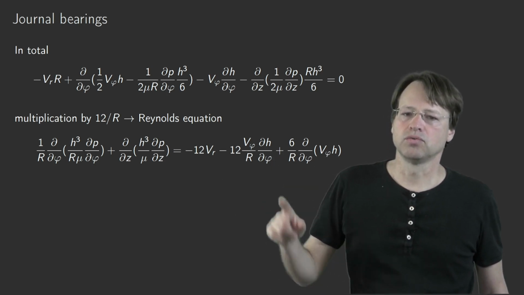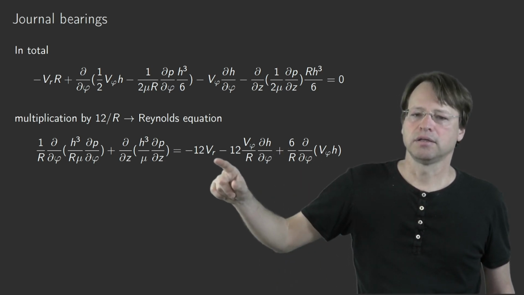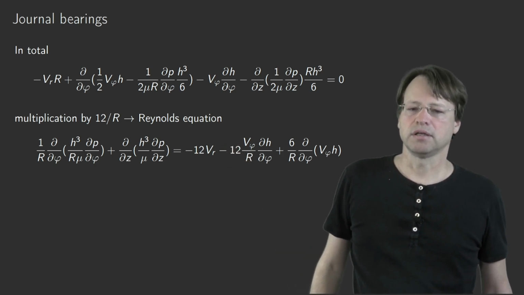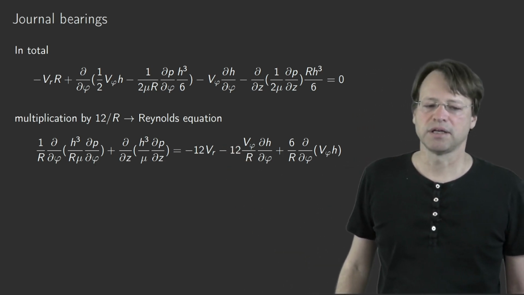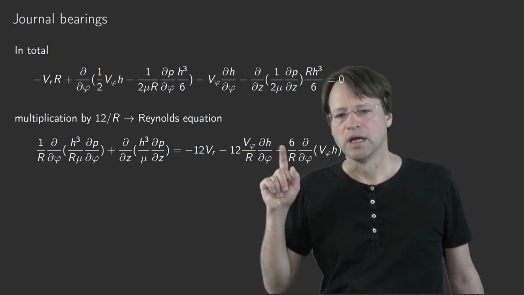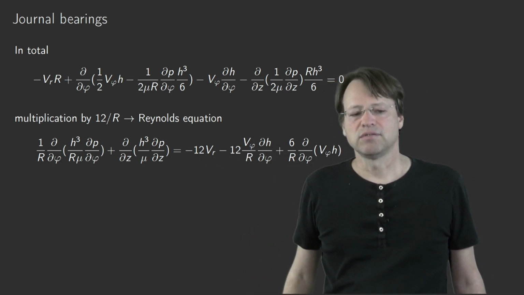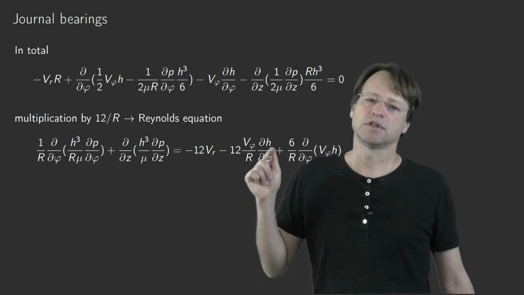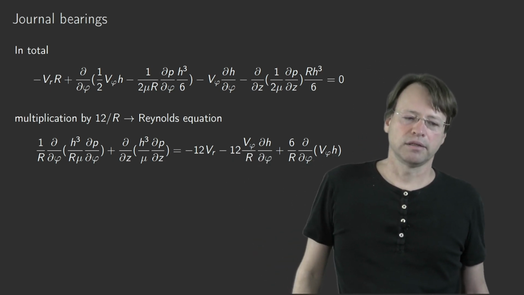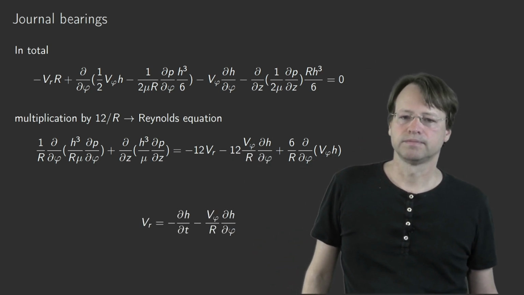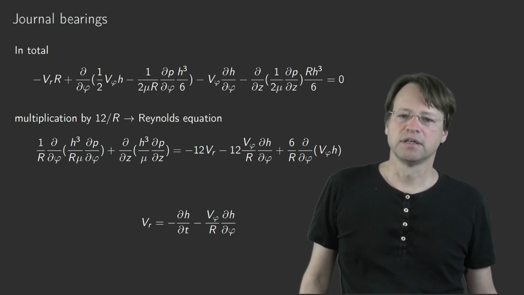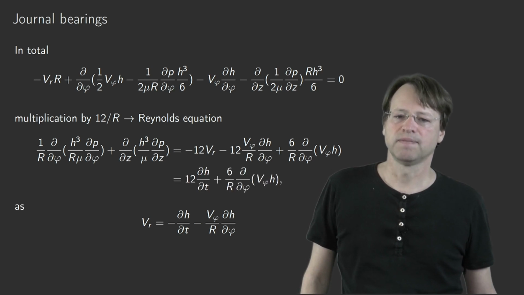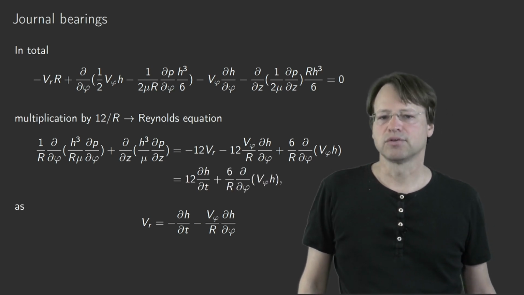Because it includes a term in v sub phi and in v sub r, and in the first step for v sub r, we can include the result that v sub r is minus dh by dt, that was the translatoric part of the radial velocity, minus the v sub phi divided by r dh by d phi, which was the rotational part. And if we plug in this result, then we get, first of all, 12 times dh by dt. And now let's look at the other terms.